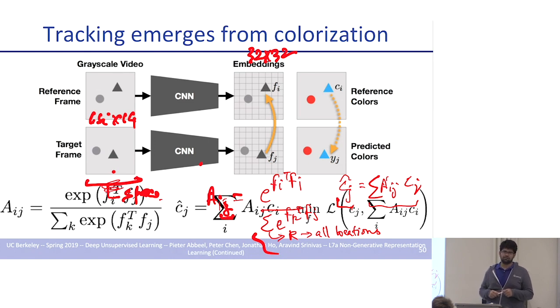Yeah. So you're just hoping that the Aij for pixels that belong to the same object are very close to one compared to the others. Yeah. So in computer vision, people call this pixel groupings or learning groupings.